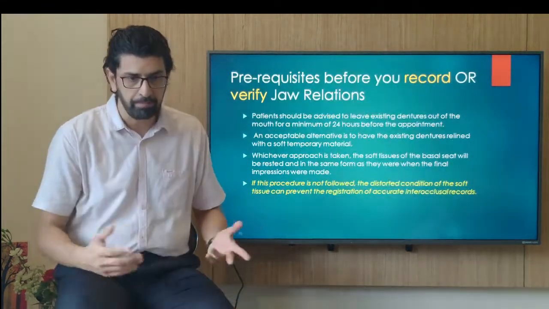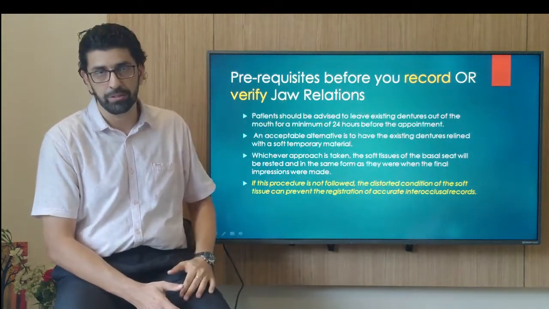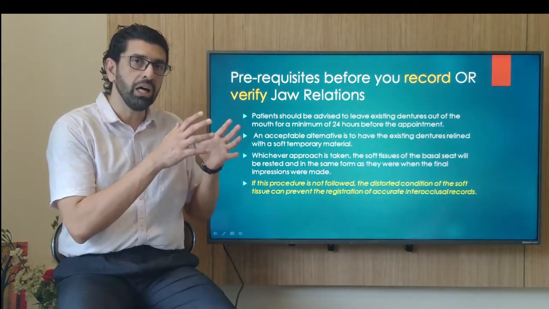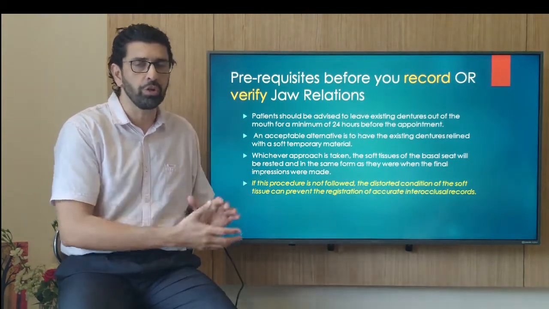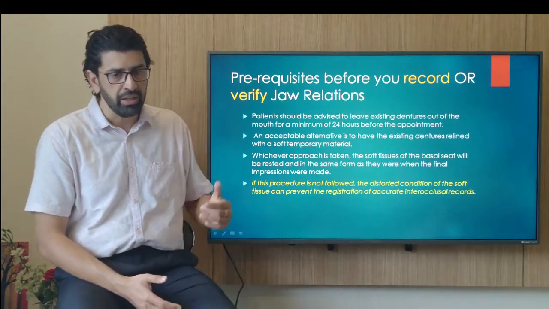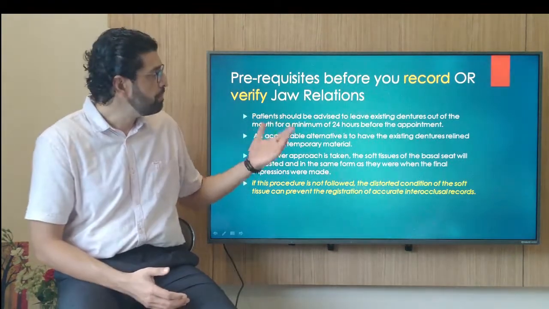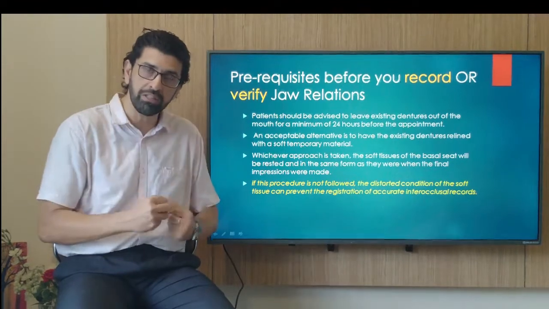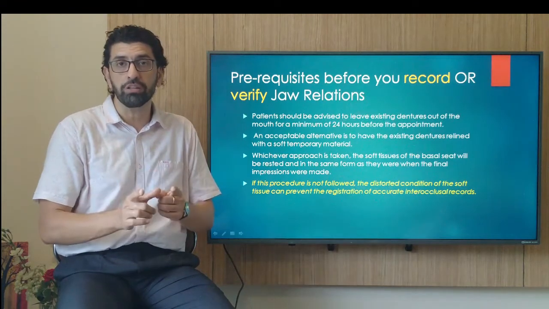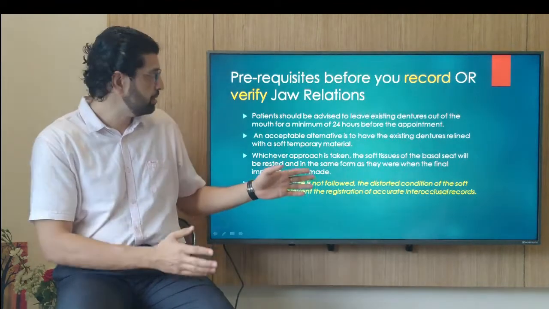Right. So what's next? Well, there are some prerequisites before you record or verify your jaw relations. Okay. Some prerequisites. One, how do you do it? How do you actually come to the place where you're going to do the jaw relation? Primarily, if the patient has been wearing old dentures, it is a good idea that you advise the patient to leave the existing dentures out of the mouth for at least 24 hours before the appointment. This gives a chance for the tissues to rest and to be in a normal state, not in a compressed state, and the chance of you making a good jaw relation record are way higher when you are having the patient in this condition. Okay?